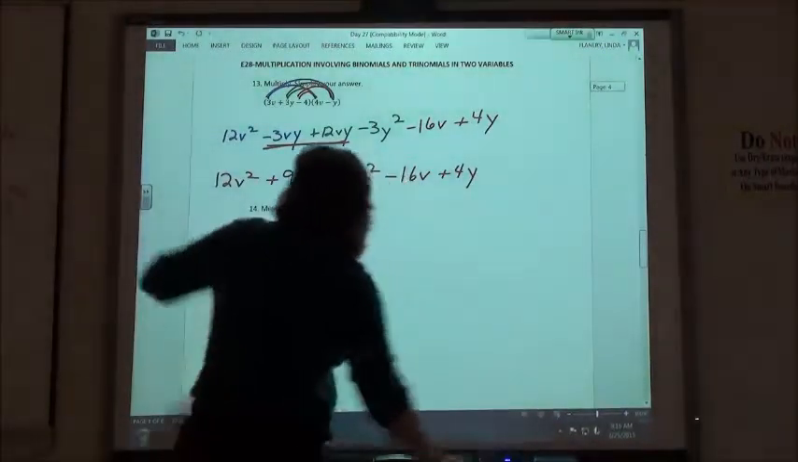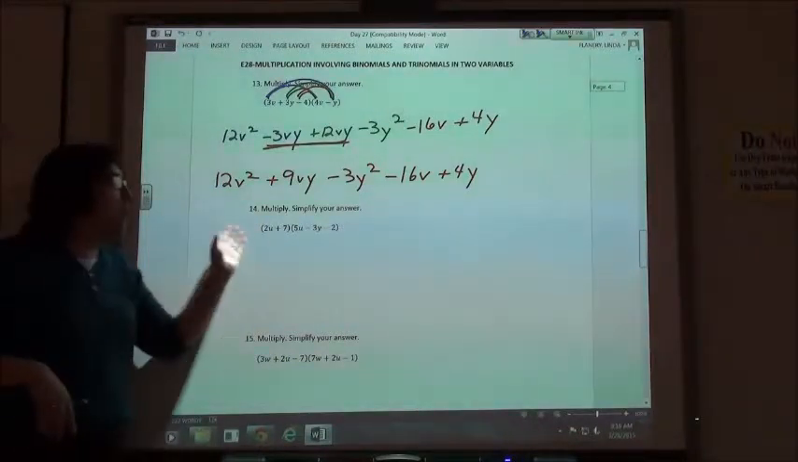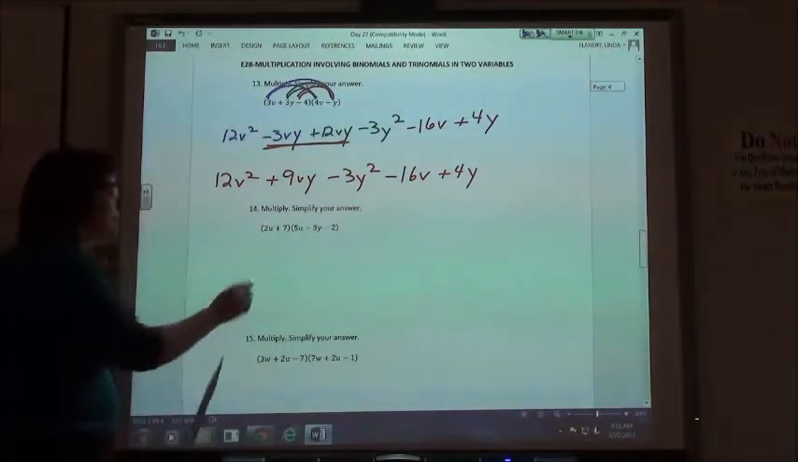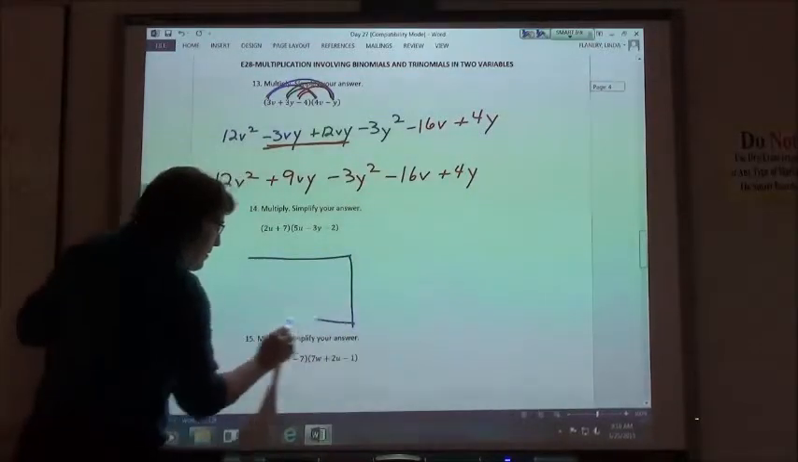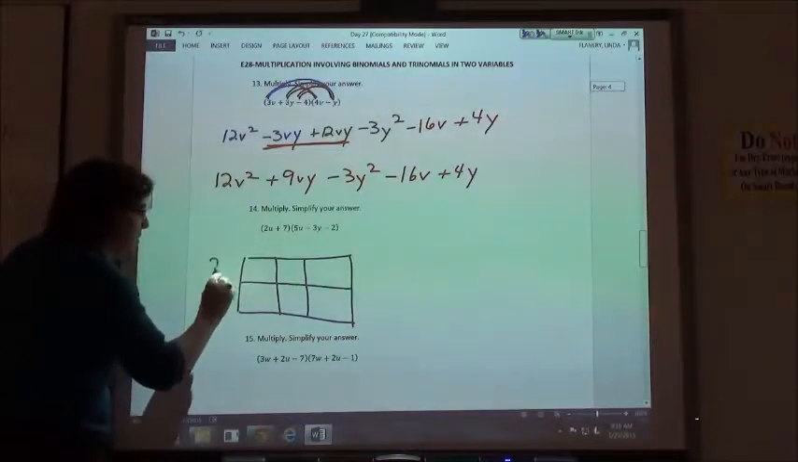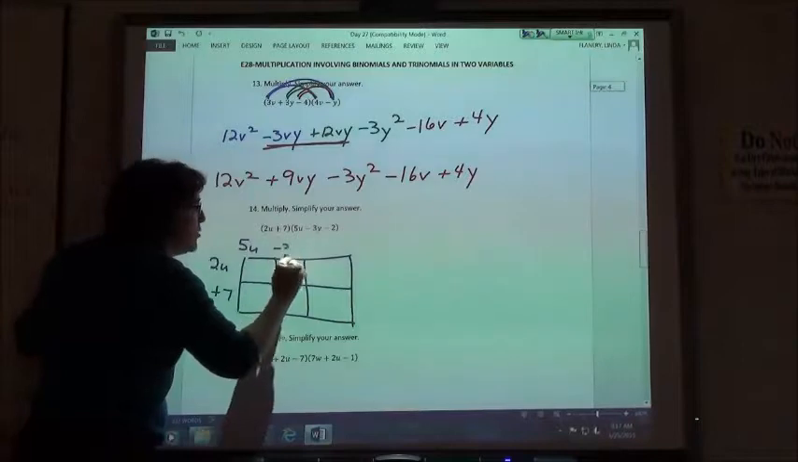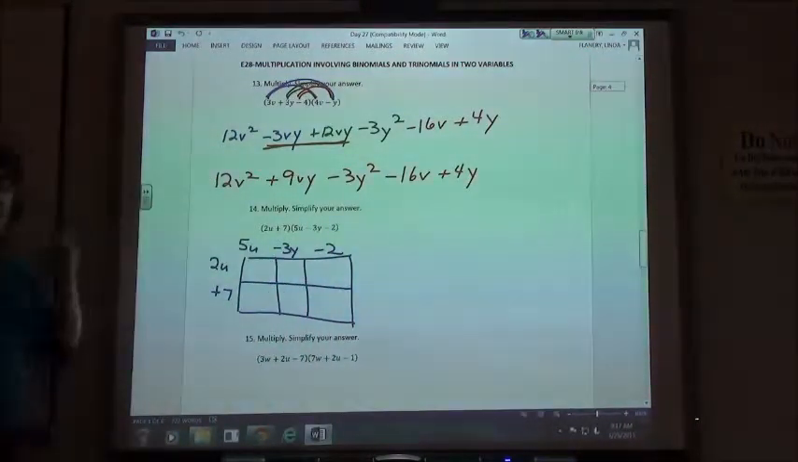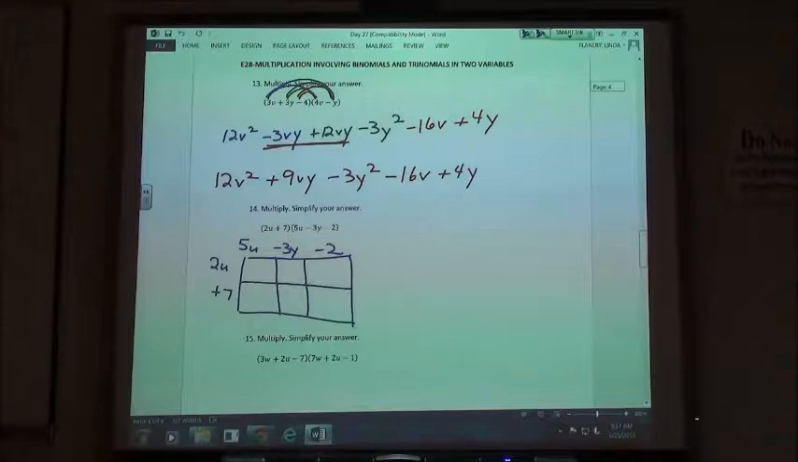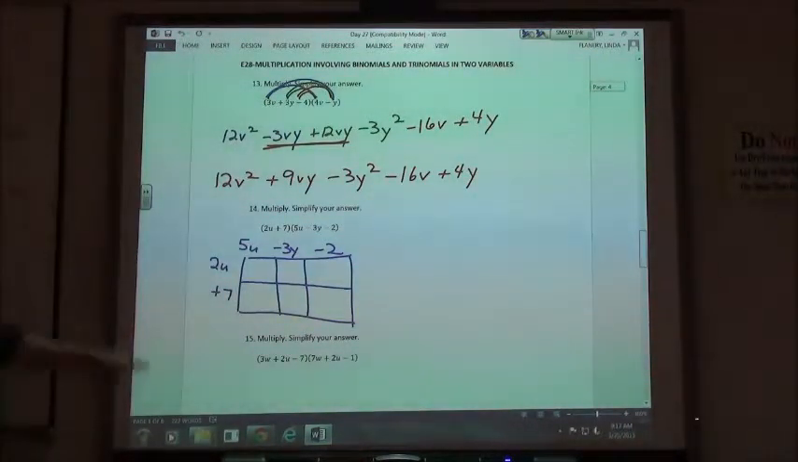Now, because you're getting a lot longer problems, if you happen to be somebody who gets confused or loses your spot, or you have a little kid that interrupts you or whatever it is, one technique that some books use is this. They make a box, and they say, okay, I'm going to take the 2u plus 7 times the 5u minus 3y minus 2, just to keep themselves organized at where they're at. It's up to you if you want to do it that way, or if you want to do it this way, you should get the same answers.